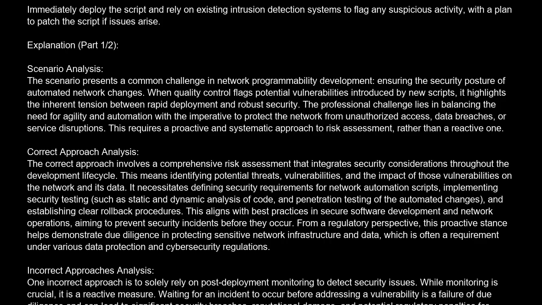This aligns with best practices in secure software development and network operation, aiming to prevent security incidents before they occur. From a regulatory perspective, this proactive stance helps demonstrate due diligence in protecting sensitive network infrastructure and data, which is often a requirement under various data protection and cybersecurity regulations.